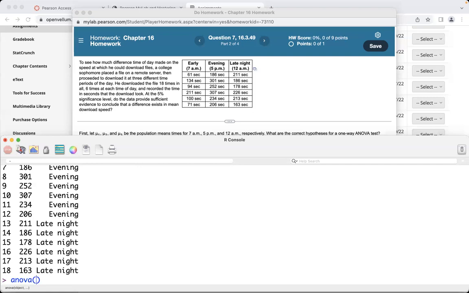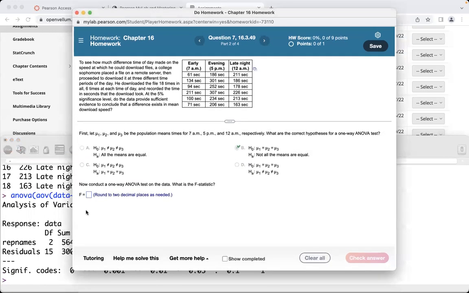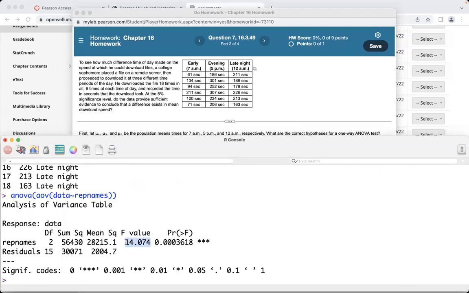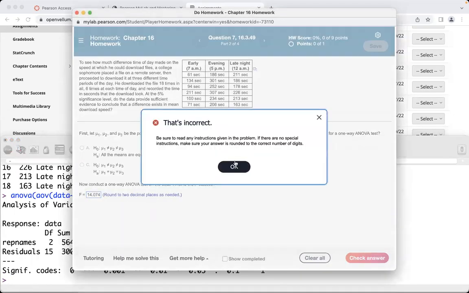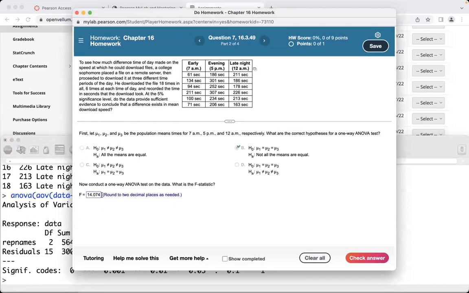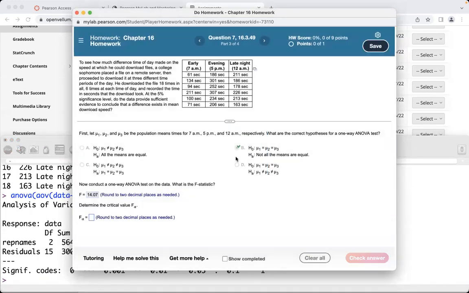Then to finish up this problem, we need to run one code, and it's anova on the analysis of variance. We're going to take our data, compare it to the rep names, and that's the Anova test. So the F statistic that we get is 14.074. What is wrong here? Oh, I'm not rounding. 14.07.